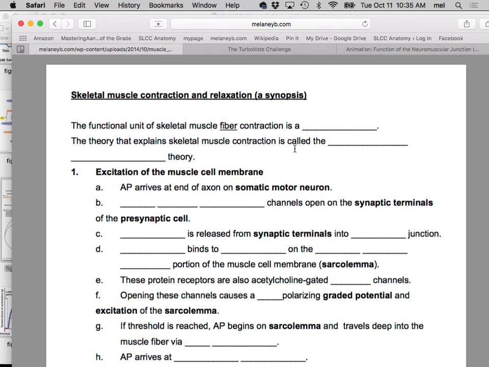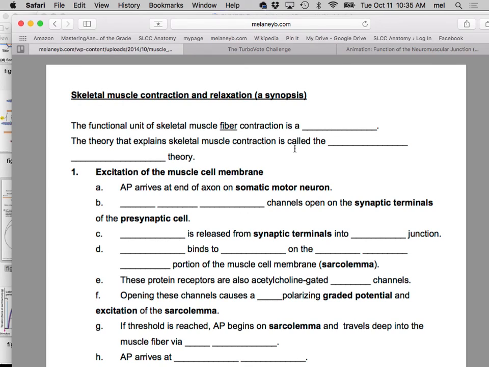Okay, now we're going to go to the next one, and we're going to start the way that we started the story. We have to start at the nervous system, right? Then we go to the muscle cell. After we get it to contract, we'll get it to relax. So the first part of the story is trying to get the muscle cell excited, right? Starting with the nervous system. So you two next to Jill, here's what we're going to talk about. The action potential is going to arrive at the end of the axon on the somatic motor neuron. And what's going to happen is the blank, blank, blank channels will open on the synaptic terminals of the presynaptic cell. So you guys.